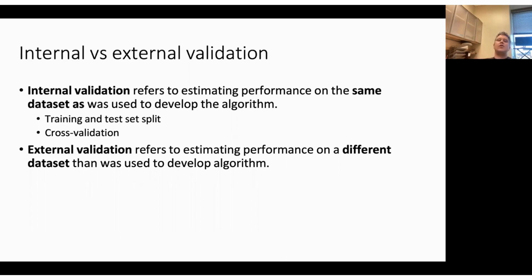The key thing here is that the same data set is used to build the model as well as evaluate it. Then you have the concept of external validation, where you're evaluating the algorithm or the model on a different data set than the one used to develop it. You could think about the algorithm being developed in a data set from the UK, and then you want to say, how well does that algorithm do in the US? That would be an example of an external validation, where the algorithm is fit in one setting and then evaluated in a different setting, or a different data set, basically.